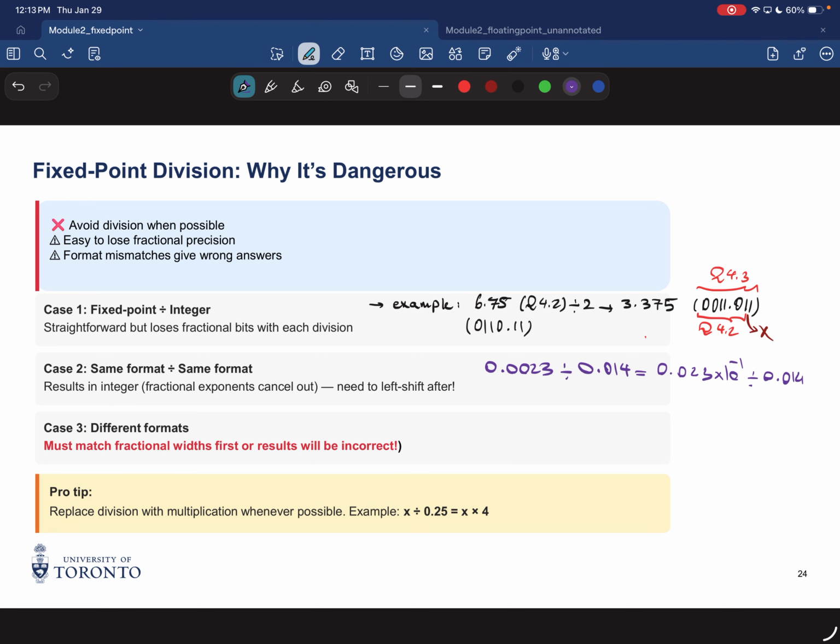Then case 3, if you have different formats and you're dividing, you're going to get wrong results. So that's what you have to make sure of, like, if you're bringing numbers from different operations with different formats, first convert them one to another and assign them to obviously a bigger size, and then do the operation, do the division, and then move on with the rest of it.